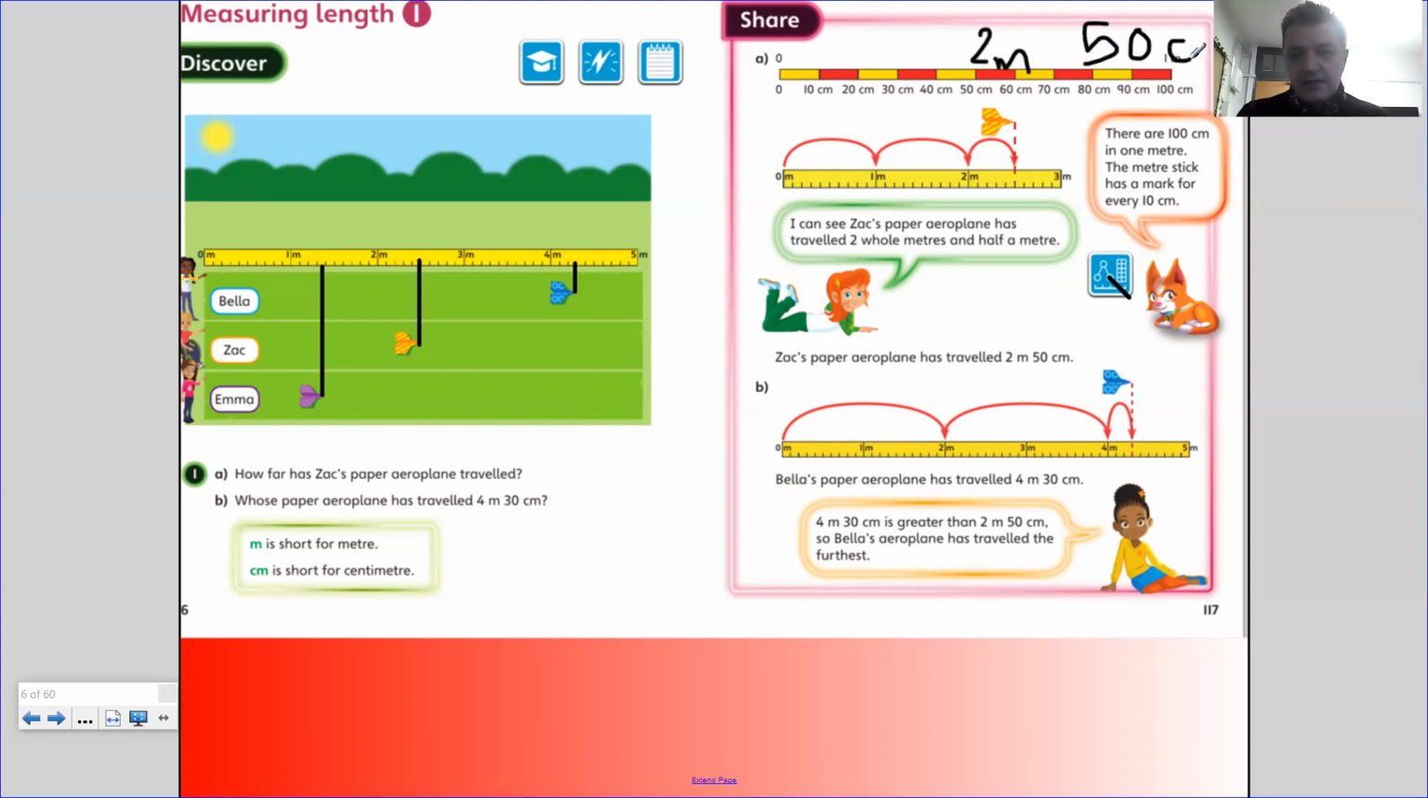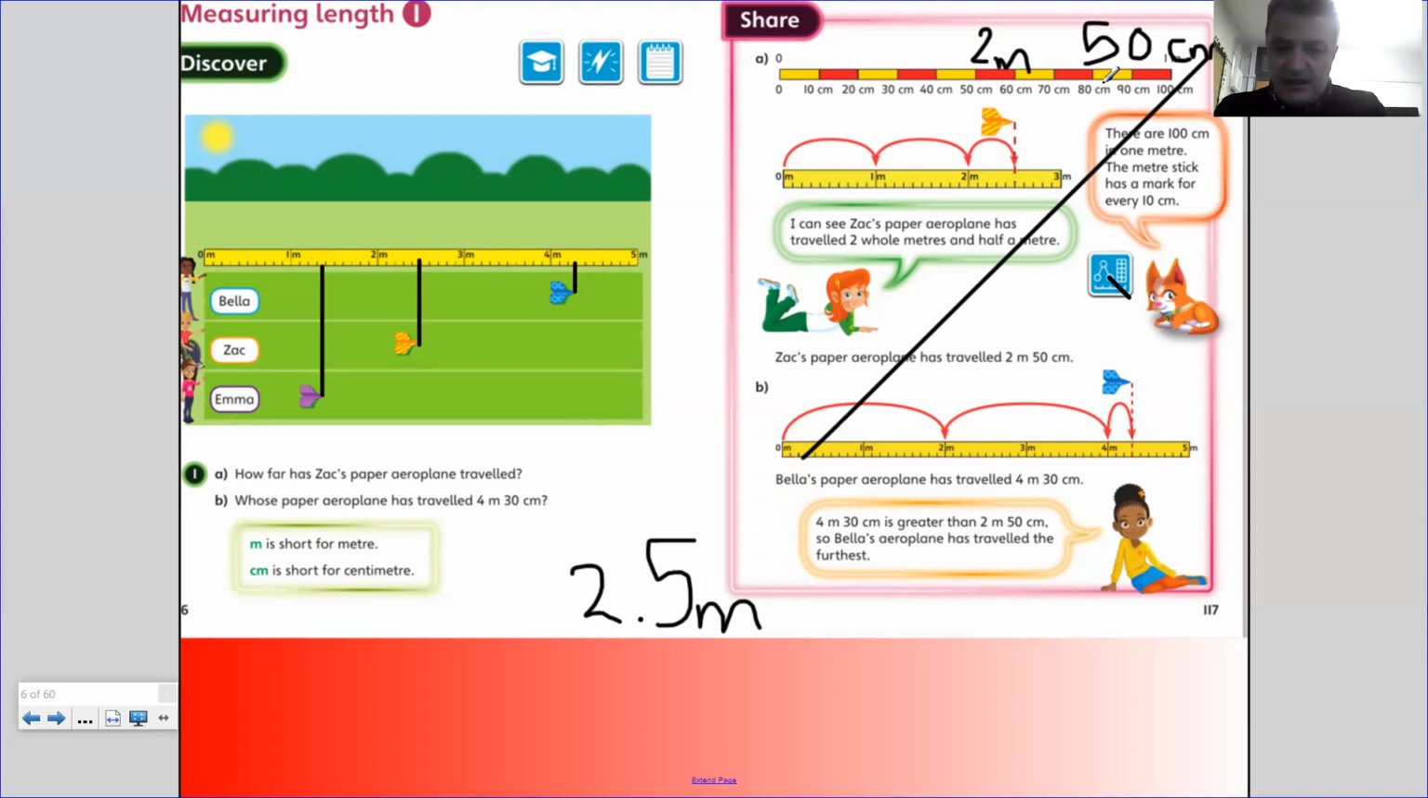Okay, now, anyway, doesn't matter. So I can also say it's 2 meters 50 centimeters, or I can say it's 2 and a half meters. Same answer. 50 centimeters is half a meter, or 0.5 of a meter. Okay, so we've got the answer there. Zach's paper aeroplane has travelled 2 meters 50.